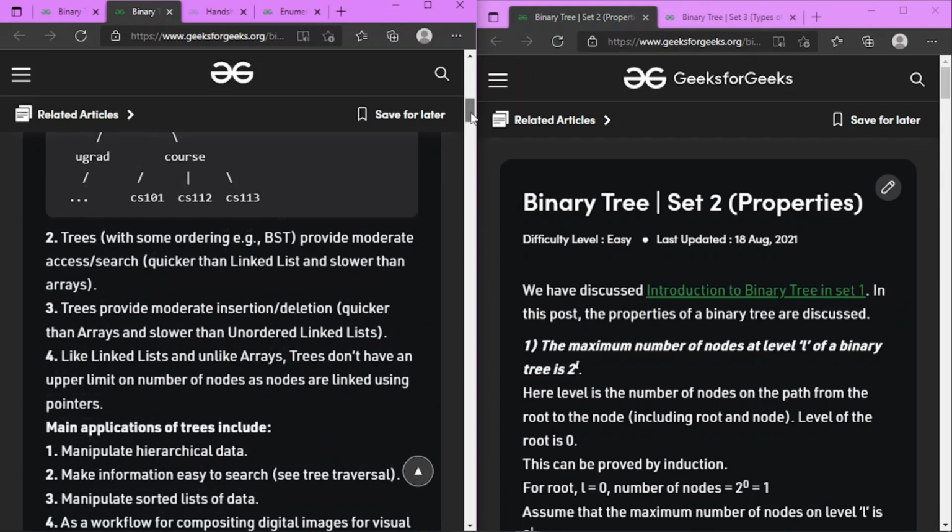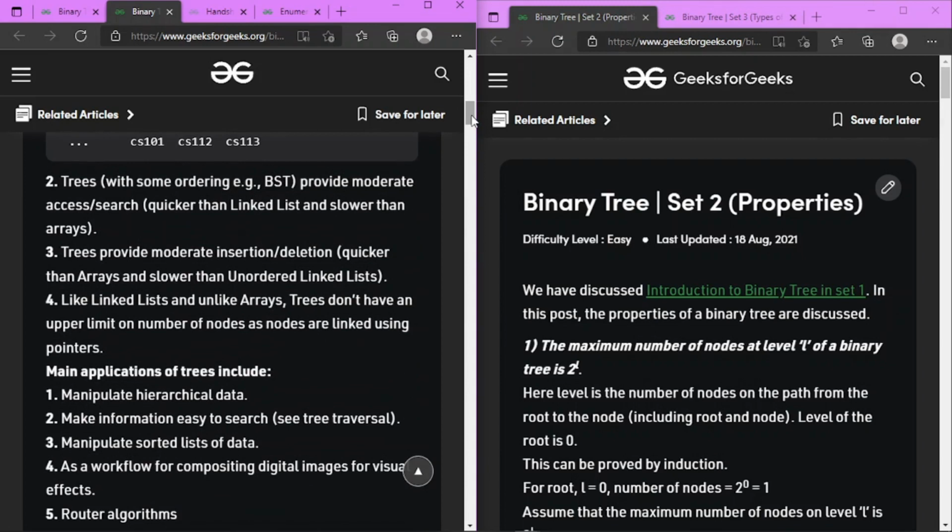The next reason is that if we use a BST, which is a type of tree with some ordering, it can provide moderate access or search that is quicker than a linked list but slower than arrays. Trees also provide moderate insertion and deletion that are quicker than arrays and slower than unordered linked lists.